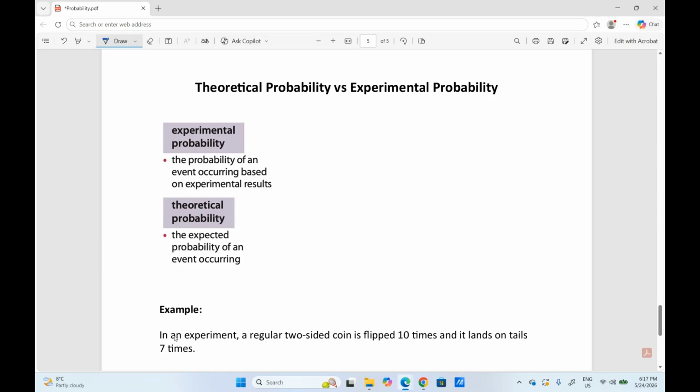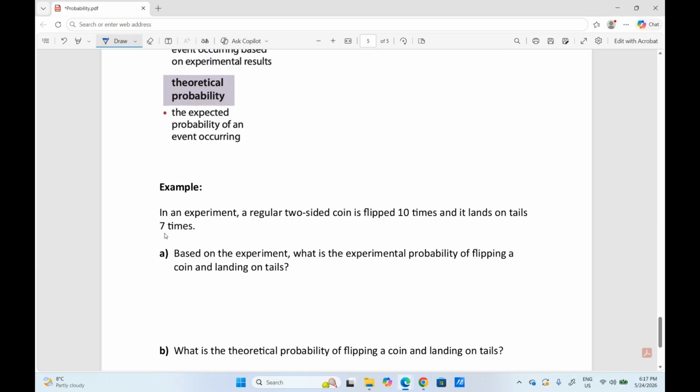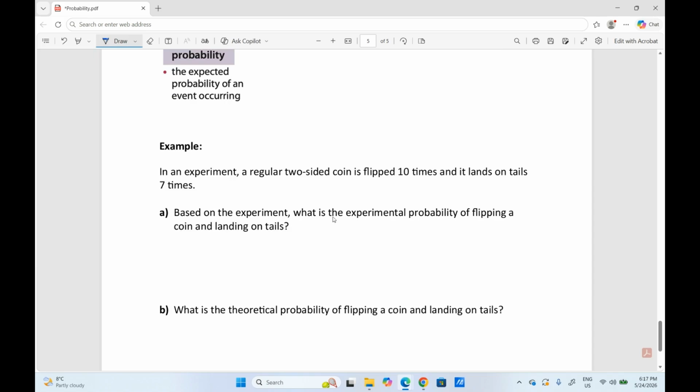So I have an example here where I have a regular two-sided coin and I flip it 10 times. And after I flipped it 10 times, I recorded the results of my experiment and it landed on tails 7 times. So, based on the experiment, what is the experimental probability of flipping a coin and landing on tails? Based on the results, if you think about it, 7 out of 10, that is my probability.